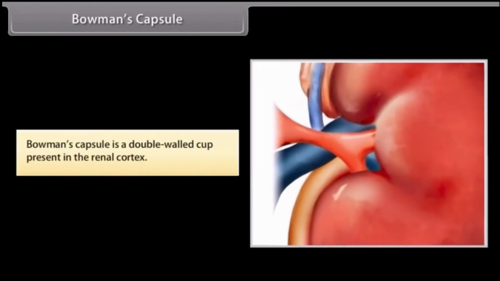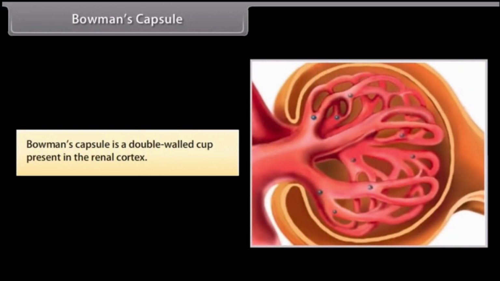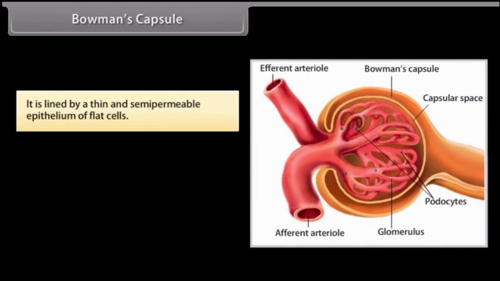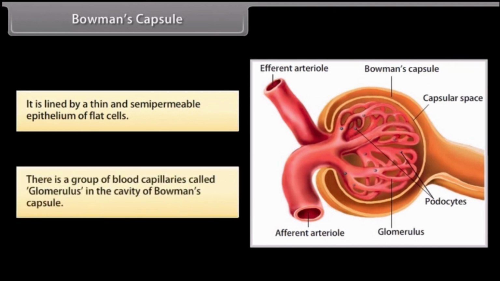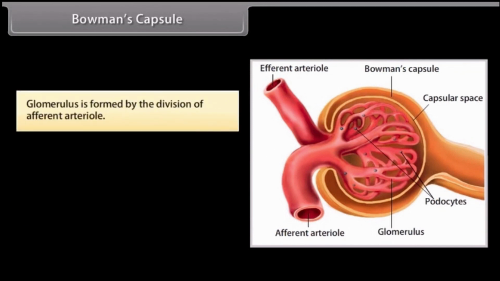Bowman's capsule. Bowman's capsule is a double-walled cup present in the renal cortex. It is lined by a thin and semi-permeable epithelium of flat cells. There is a group of blood capillaries called the glomerulus in the cavity of Bowman's capsule. The glomerulus is formed by the division of the afferent arteriole.